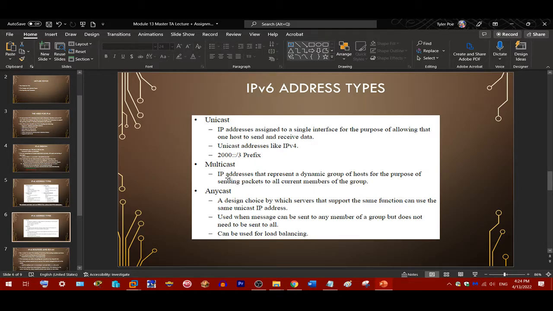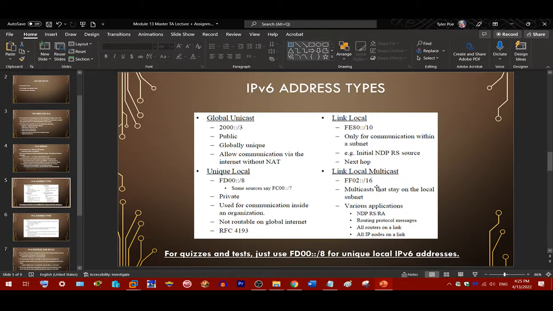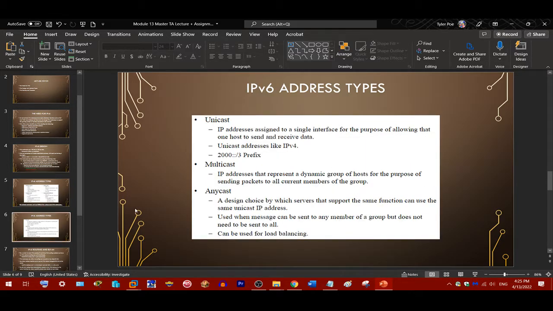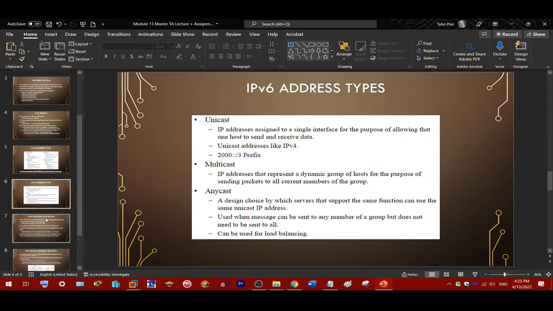There's also multicast, which are IP addresses that represent a dynamic group of hosts for the purpose of sending packets to all current members of a group. If you look back at your table, link local multicast. These are multicast addresses. There's also anycast addresses. We don't really discuss those, but you can read this in your own time if you're interested in knowing what they are.